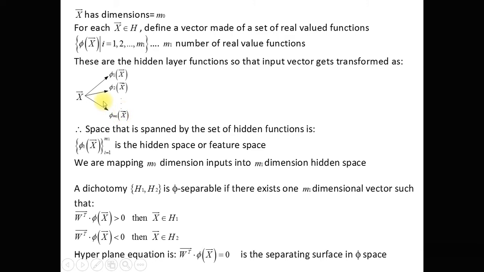So in fact I am changing the number of dimensions here. The space is spanned by the set of hidden functions, phi_i, each of which is a function of the vector, or operates on the vector, with i going from 1 to m1. This is the hidden space, or the feature space. So I am increasing the number of dimensions, projecting the vector of m0 dimensions into m1 different values.